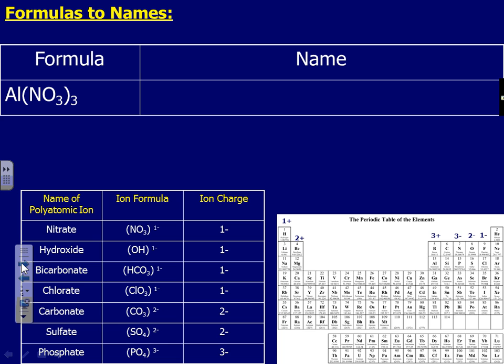What is the name of this stuff? Yep. Aluminum nitrate. Aluminum nitrate. The front part of the name, the positive ion, the back part of the name, the negative ion. Excellent. Always two pieces to that name.